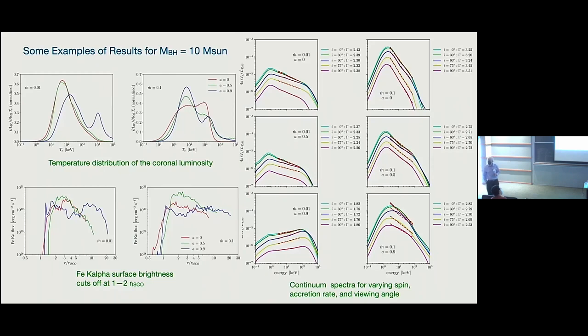But would the results you expect be sensitive to the geometrical thickness of the disk? Because that will change, right? If the disk is thinner, it means that it will be closer to Keplerian. If it's thicker, it will be further away from Keplerian, especially around the ISCO. So that's what I was curious about.